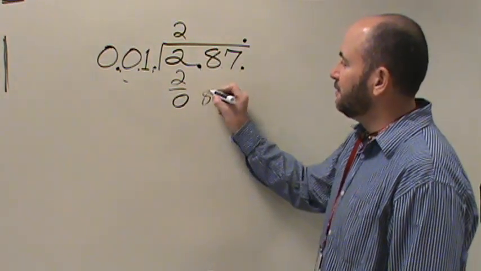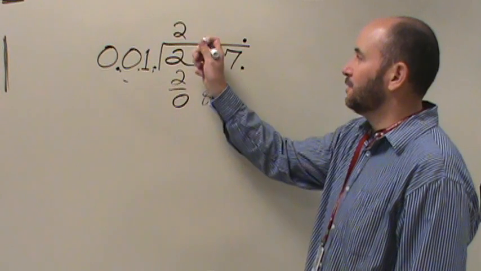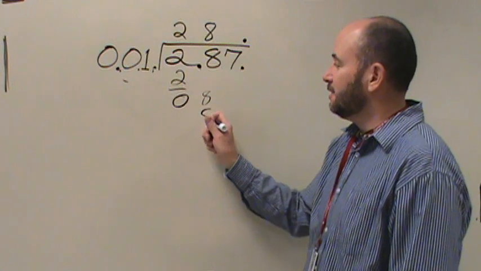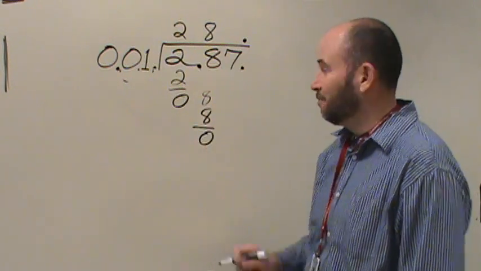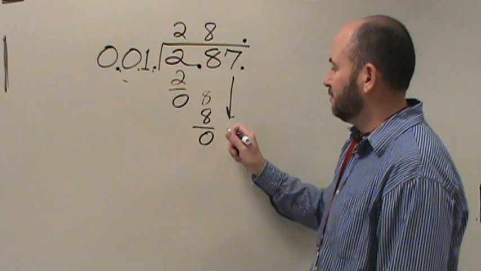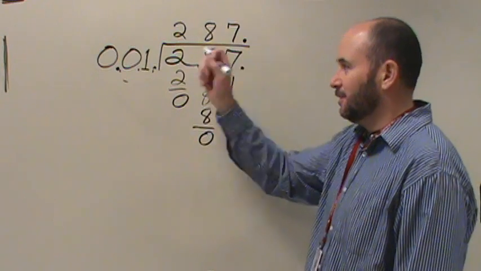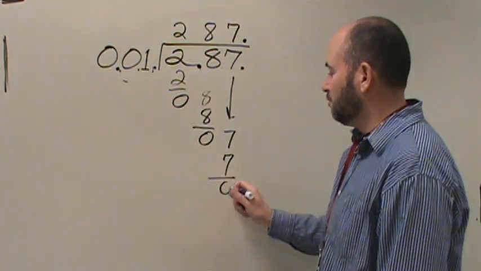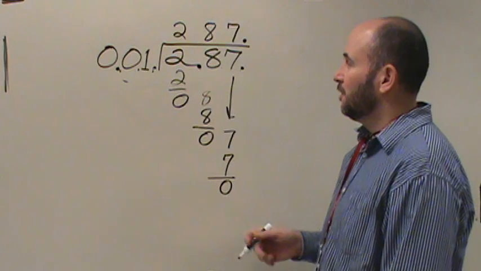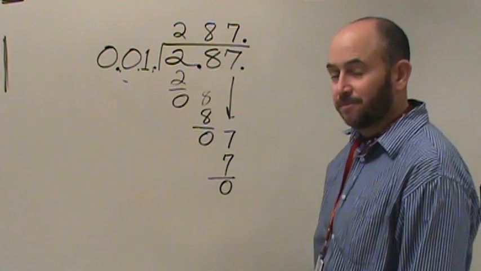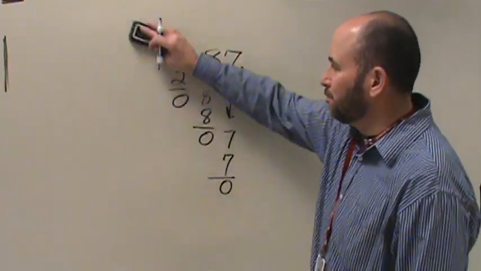Bring down your 8. 1 into 8 will go a total of 8 times. 8 times 1 is 8. Subtract, and you get 0. Bring down your 7. 1 into 7 will go 7 times. 7 times 1 is 7, with a remainder of 0, and it terminates. So your answer is the whole number 287. Let's erase our problem. Let's try another one.